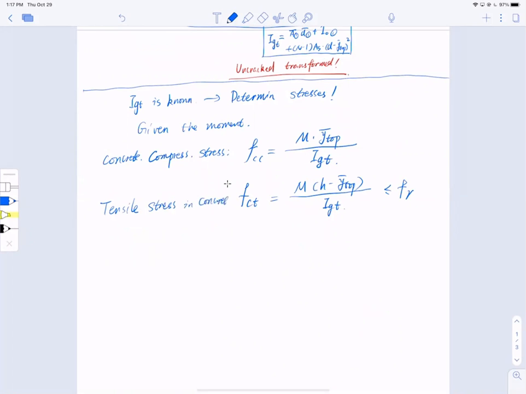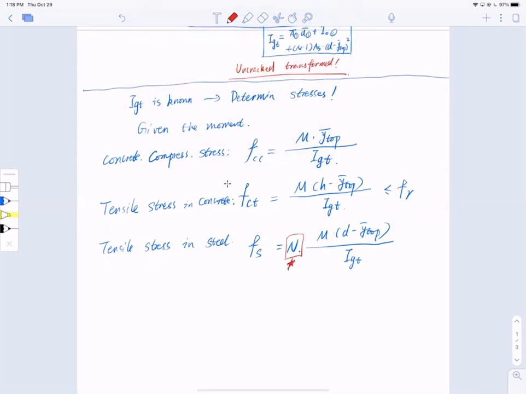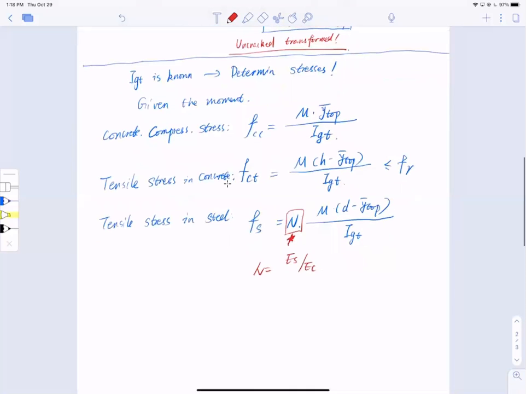Now these are for concrete. For steel, it's a little bit different. Tensile stress in steel: why different? Because there's a modulus ratio. It's composite, so you transform the section. For the steel, it is the moment multiplied by the distance, which is d minus y top, where the bars are located, divided by IGT. But don't forget to multiply by the modulus ratio n, which equals Es over Ec.